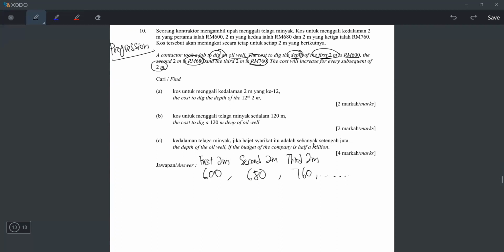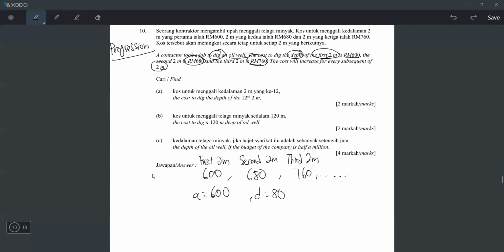Okay, then they say, right, the cost will increase every subsequent 2 meter. So this is an arithmetic progression. So you should write A and D. What is the A? 600. And then D, it will be 680 minus 600 is 80. And if you try to take 680 plus 80, you really get this.